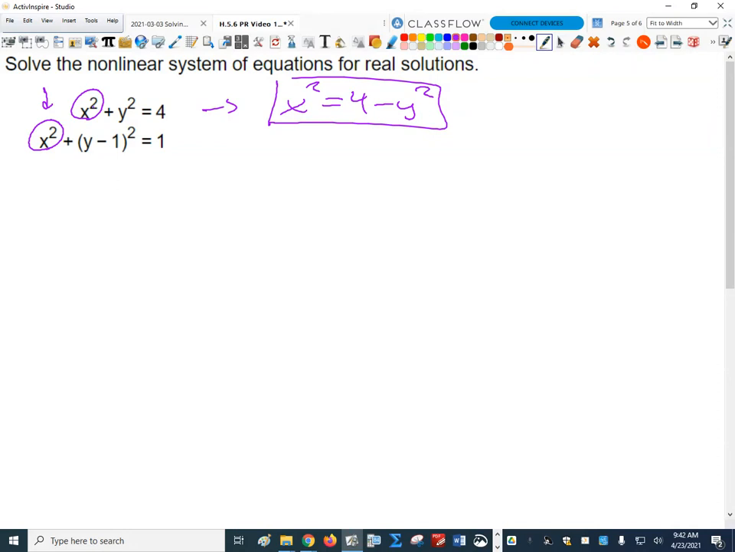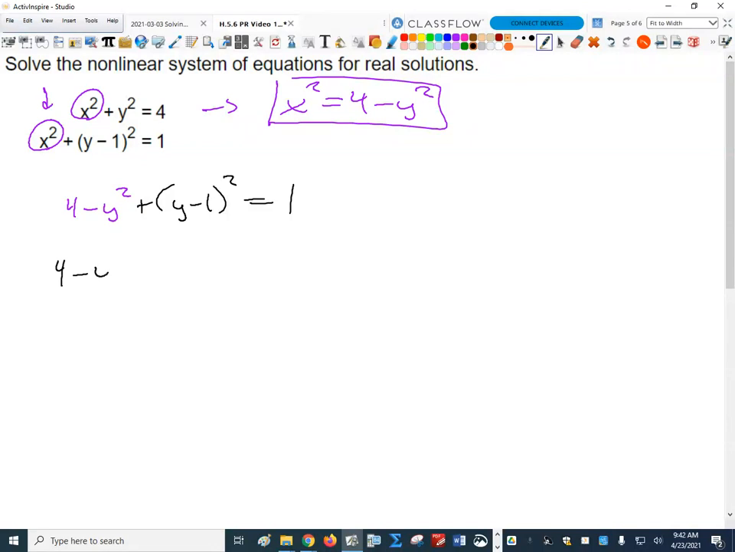So what's that give me then? I'm going to end up with, for that x squared, I would just substitute 4 minus y squared, plus the quantity y minus 1 squared equals 1, right? And now I'd have to expand that thing out and collect like terms and solve from there, wouldn't I? Okay. What else could I have done? I could have just multiplied this top one through by negative 1 and used elimination also and just added. Everybody see that? Same thing, okay?